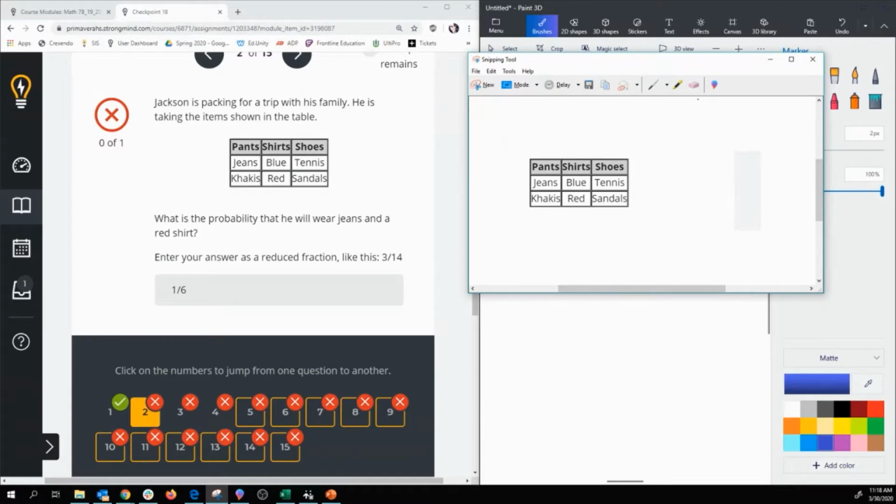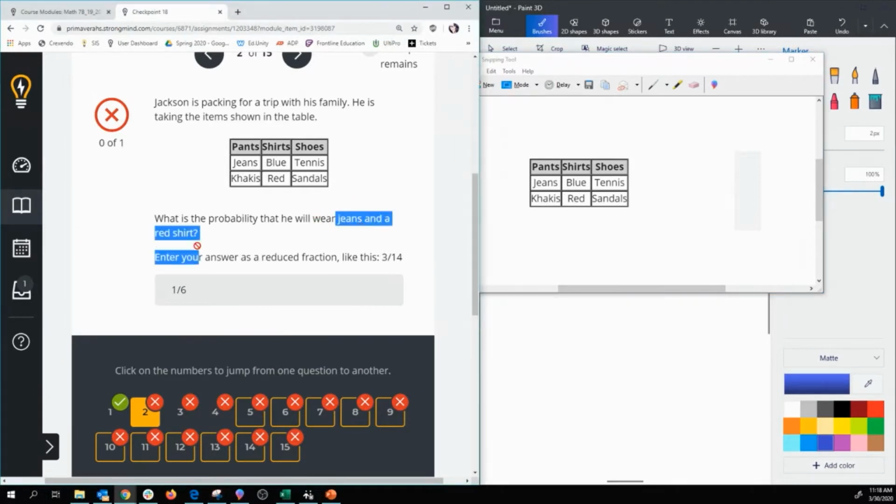Okay. Alrighty. So this next problem says that Jackson is packing for a trip with his family, and he's taking the items shown in the table. So for pants, he can either wear jeans or khakis. He can either wear a blue shirt or a red shirt, and then he can either wear tennis shoes or sandals. So we want to know what is the probability that he will wear jeans and a red shirt.